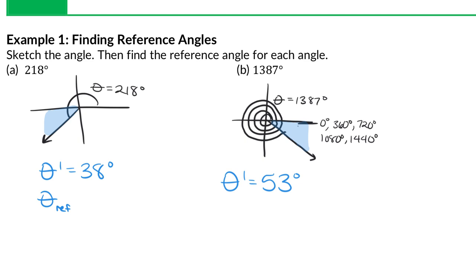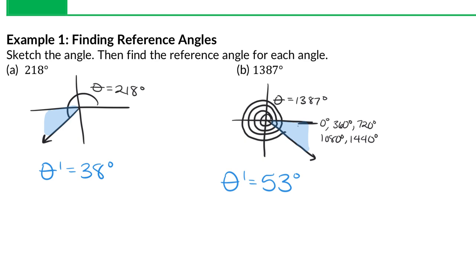How did we get 53 degrees? 1440 minus 1387. If we know this ends at 1387, how much more did I need to go to make it all the way to 1440? I needed 53 more degrees. Questions, comments, concerns? Are we going to have to go higher? Maybe. I'm not saying it won't happen, but I'm not saying it's happening.